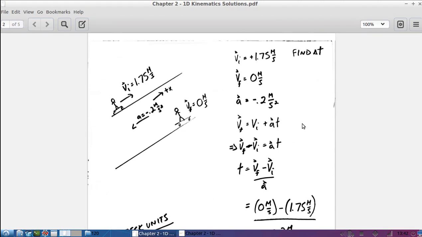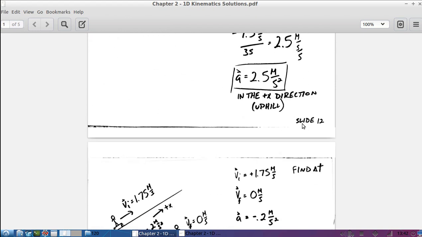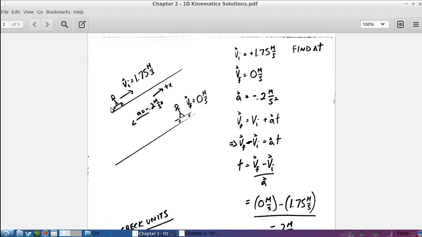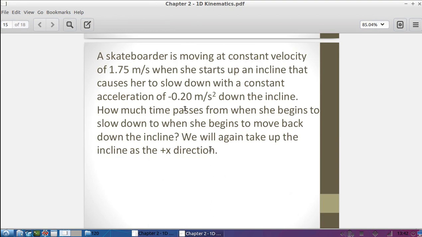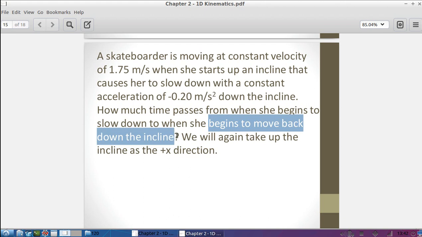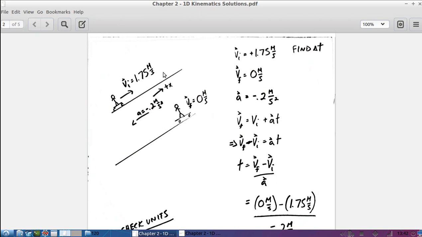So here's my skateboarder. Very similar situation to the previous problem, but the skateboarder starts up the hill and then reaches the top and then starts to slide back down. But in this question, I'm only concerned with when she begins to slow down. That's when she hits the incline. When she begins to slow down to when she begins to move back down the incline. What does this mean? When does she begin to move back down the incline? That's when she reaches the very, very top, right? The highest point she can reach before the acceleration causes her to stop and then turn around, right?